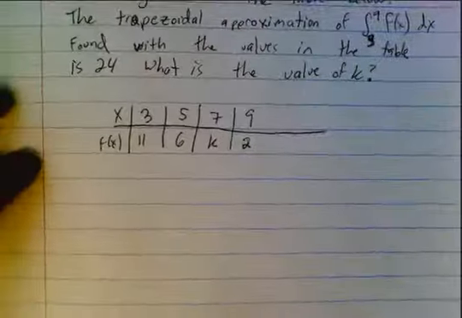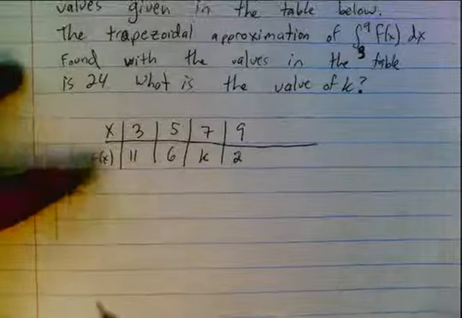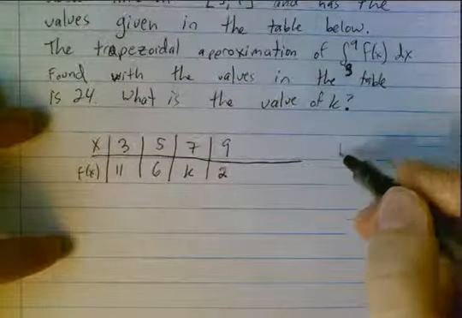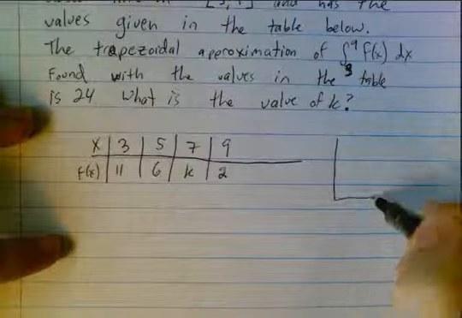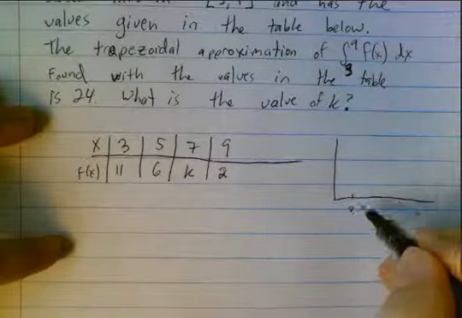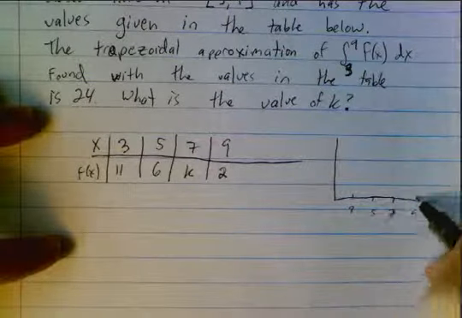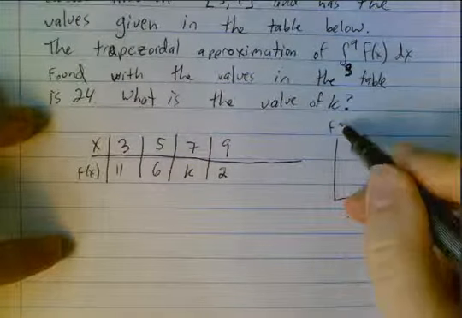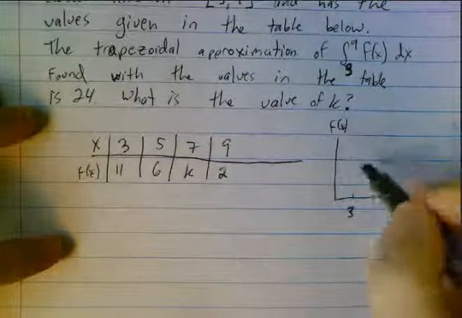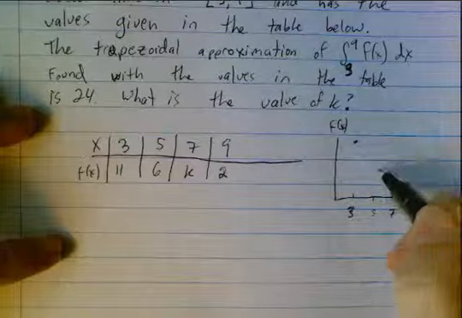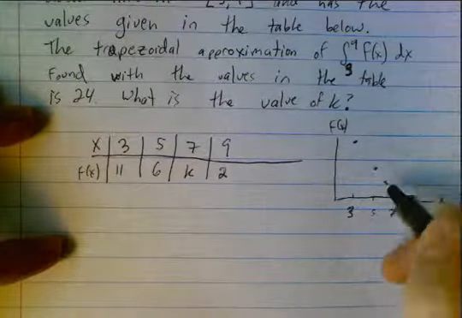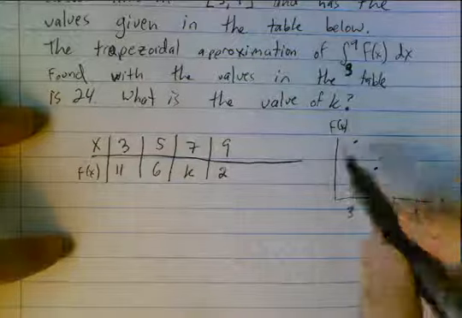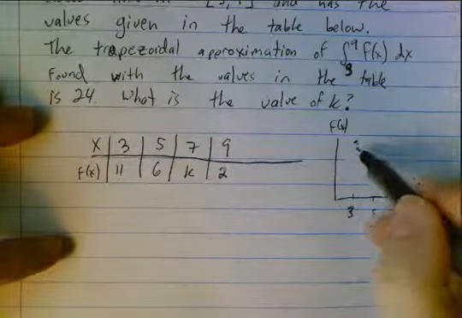So what I'm going to look at is I know that when I'm doing my trapezoidal approximation, basically I've got this little sort of graph here. These are all positive, so I can go up here. So 3, 5, 7, 9. And I know that f of x is 11, 6, don't know what it is here, and 2. You don't have to draw this little chart, I just find it helpful.